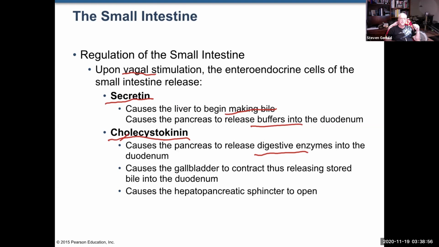Cholecystokinin also causes the gallbladder to contract. So the gallbladder contracting puts more bile into the cystic duct, into the common hepatic duct, and then into the duodenum. And it causes the hepatopancreatic sphincter to open. That's the sphincter that closes those two ducts, and those open so the bile can flow in, and so the digestive enzymes and the buffers from the pancreas can flow into the duodenum. So that's what these two hormones do. They produce secretin and cholecystokinin, and those are their two functions.